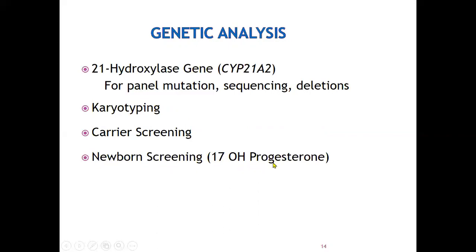The 17-hydroxyprogesterone is used as a routine test when the child is born, and it is done along with the other inherited metabolic disorders in the newborn screening, in which 5 to 7 disorders are included.